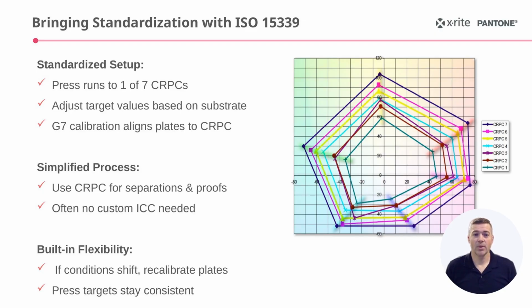After that, pre-press can use the standard CRPC ICC profile for color separation and proofing, and usually, there's no need for a custom ICC profile. Plus, if there are any changes, like shifts in the press conditions or materials, the files remain the same. Just recalibrate the plates for the new press conditions or materials.